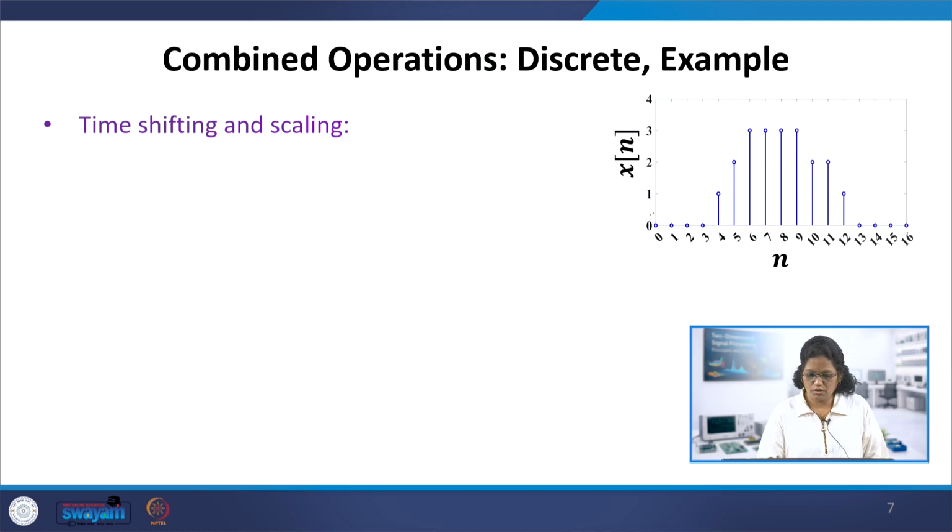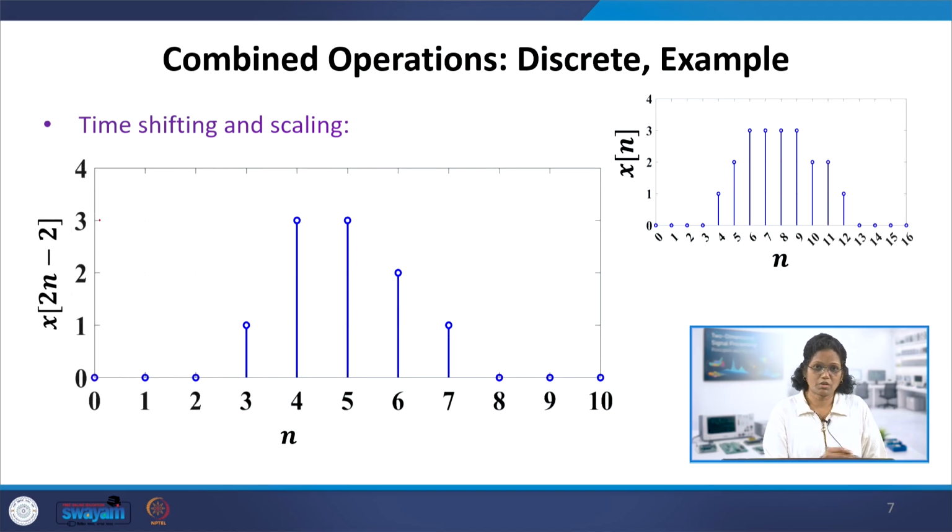So the same example which we took in the last lecture, that x of n. When we try to do x of 2n minus 2, similar to the continuous case, the minus 2 is a delay, so this 4 would shift to 6, and 12 would shift to 14. So that is x of n minus 2.